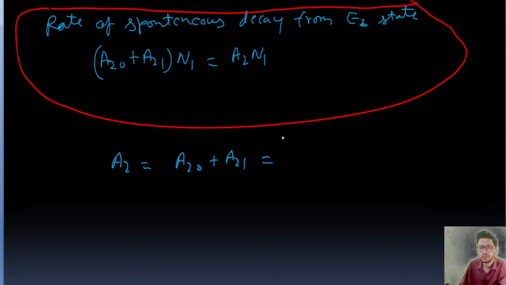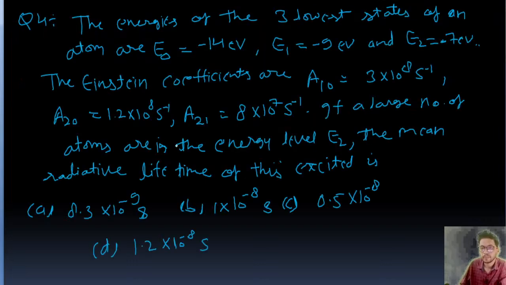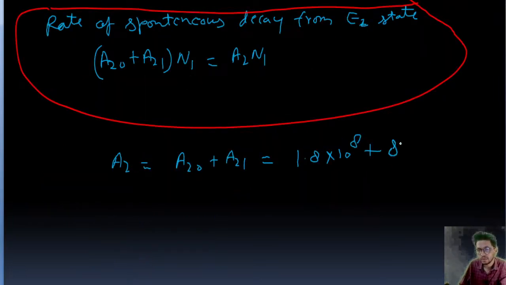We can put in the values. The A20 value is 1.8 into 10 to the power 8 per second, plus the value of A21, which is given as 8.8 into 10 to the power 7. We can write it like this, 8 into 10 to the power 7, per second, right? So now we'll add it.